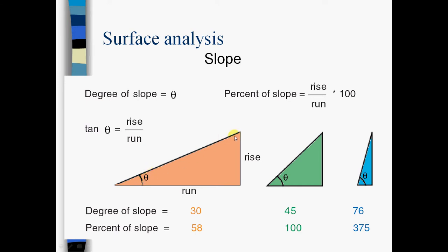At small slopes, the degree of slope and the percent slope are very similar, but at larger slopes they start to deviate. For instance, at a steep slope such as this, it's a 45-degree angle, but a 100% slope. The rise is the same as the run in this case, and for very steep slopes, the percent slope gets very large. So there is a distinction between degree of slope and percent of slope that does need to be considered.